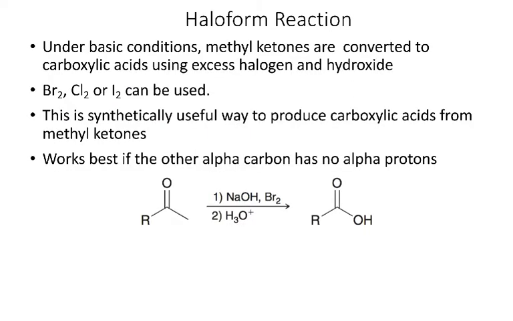All right, so just a summary on the haloform reaction. Under basic conditions, methyl ketones can be converted to carboxylic acids using excess halogen and hydroxide. We can do this with bromine, chlorine, or iodine. Fluorine doesn't work in these alpha halogenation reactions. And so this is a synthetically useful way to produce carboxylic acids from methyl ketones.